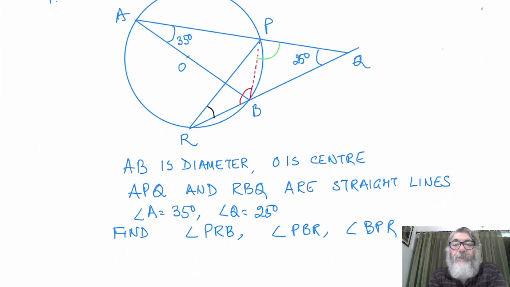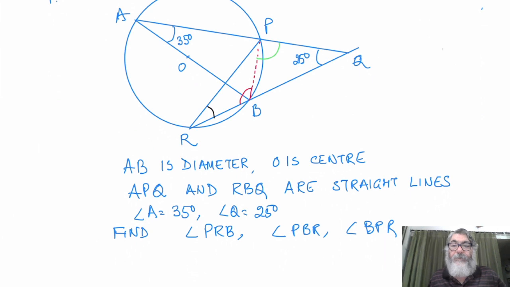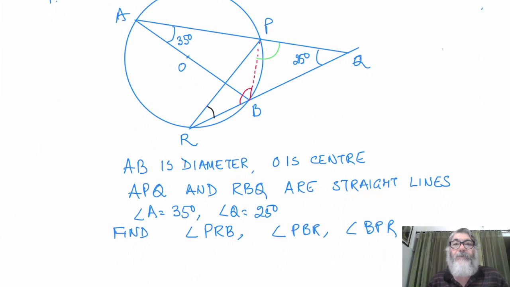The angle subtended by an arc at the center of the circle is double the angle which it subtends at the remaining part of the circumference.